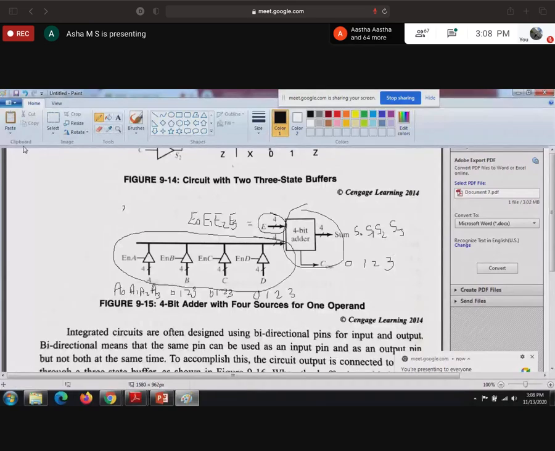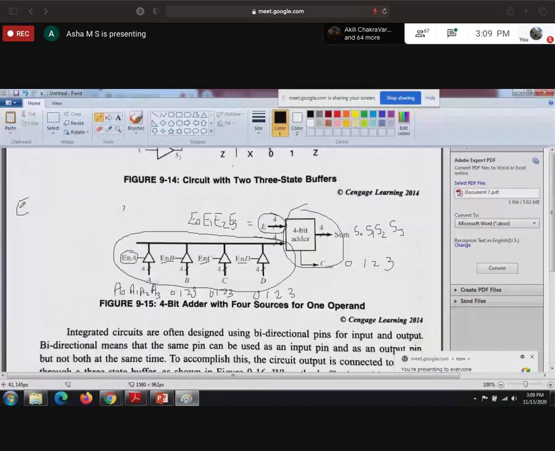Okay. Now the first input is common. E0, E1, E2, E3 are common for the adder. So the second input, how is it selecting? Depending on the enable inputs, enable A, enable B, enable C, enable D, the corresponding value of A or B or C or D will be selected and it will be sent to the 4-bit adder.